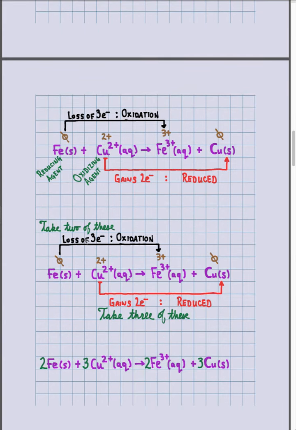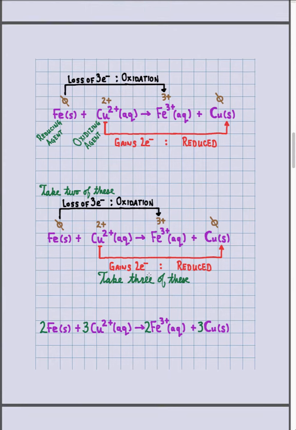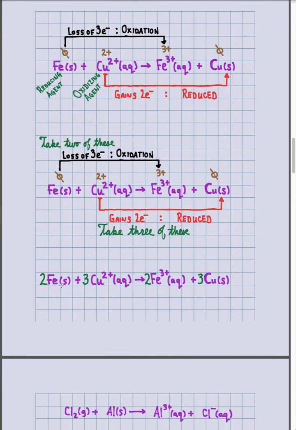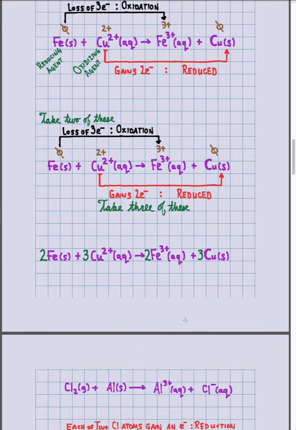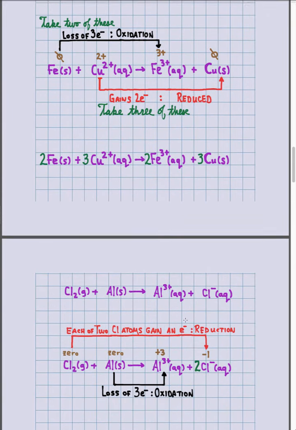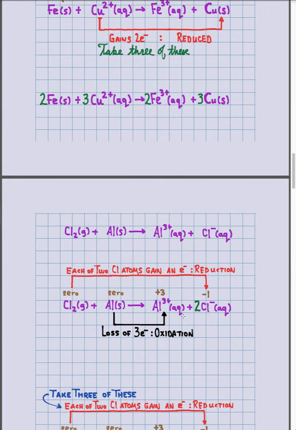So how do you make the 3 lost and 2 gained match up? Take this and this times 3, and take this and this times 2, right. And there's the balanced redox reaction. 2 irons and 3 copper ions react to become, sorry about that, 2 iron 3 plus ions and 3 copper atoms. Interesting.